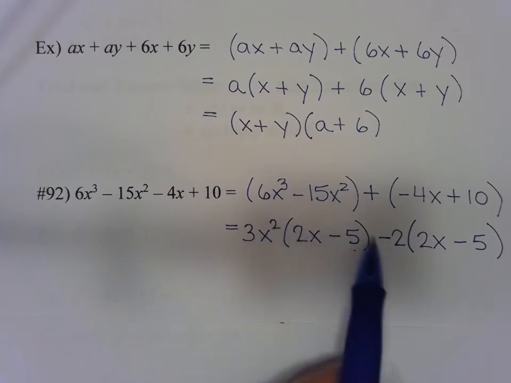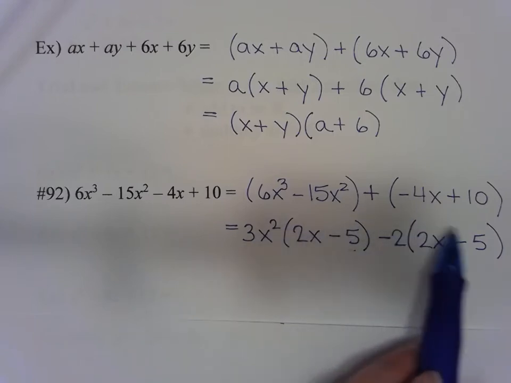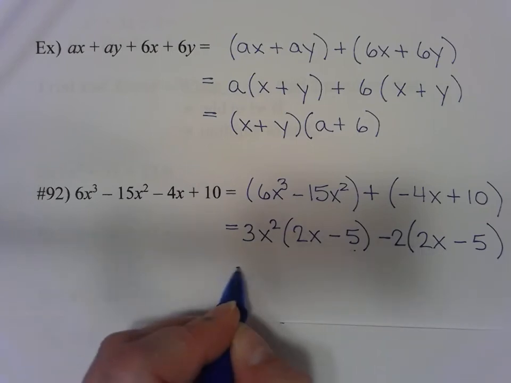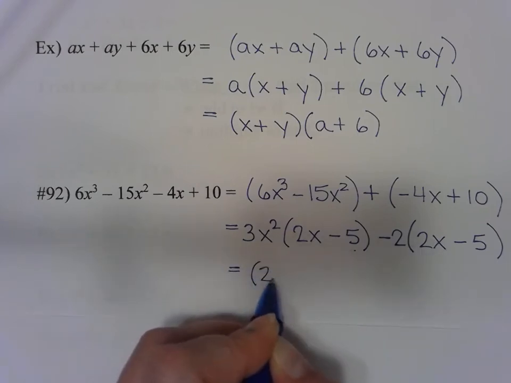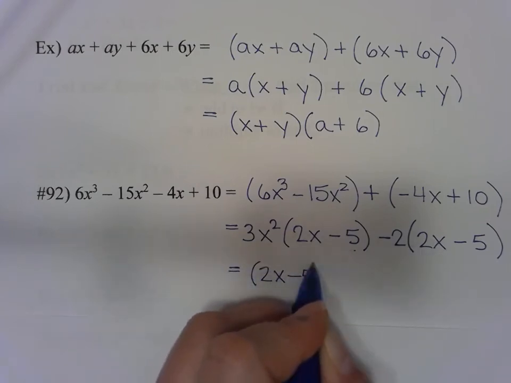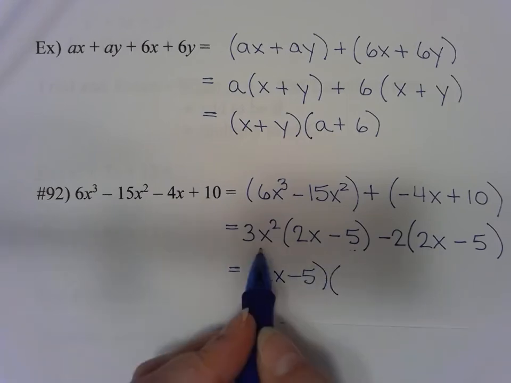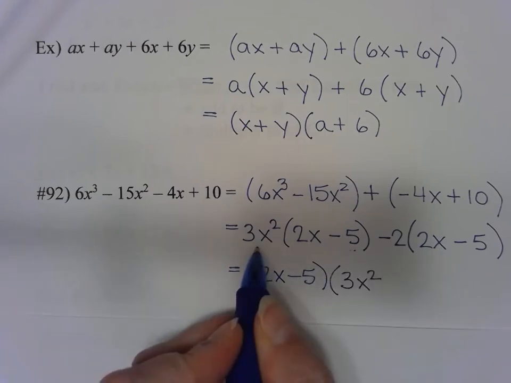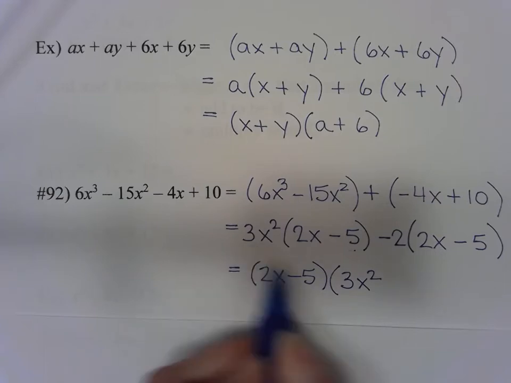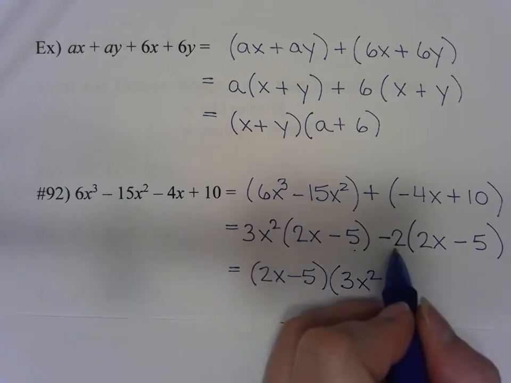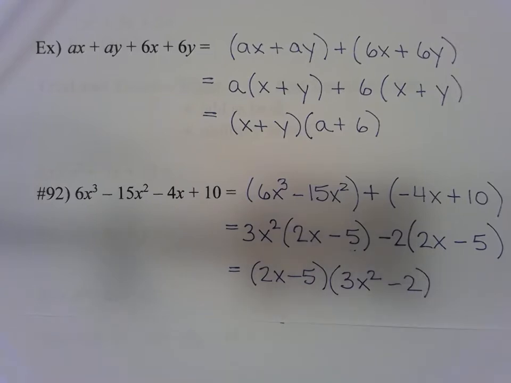So now these two big terms both have a 2x minus 5, so I'm factoring that out. And I have a 3x squared left over from the first piece and a minus 2 left from the second piece.